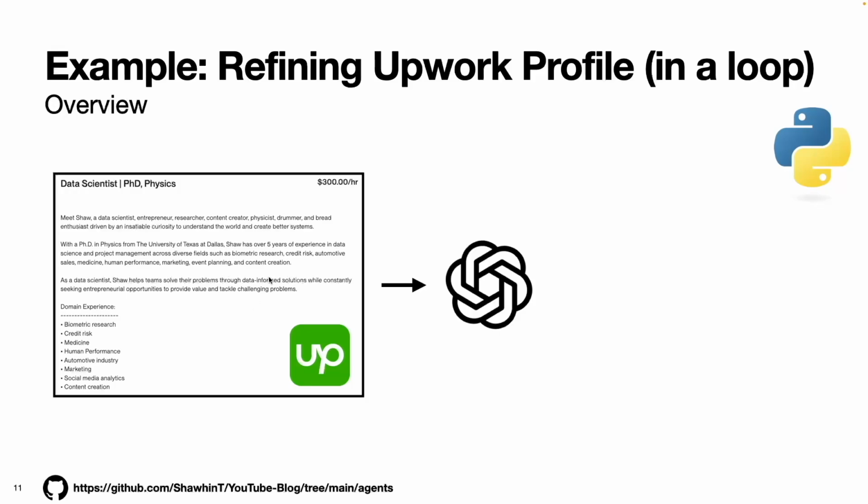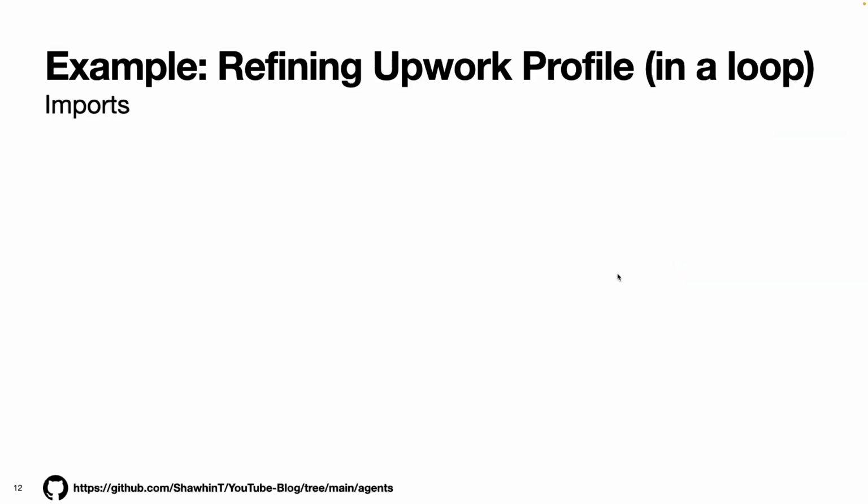The process will be like this. I'll take my profile, give it to GPT-4o, and then I'll run a suite of different tests, which we'll talk about later. And then based on these test results, we'll give GPT feedback and ask it to rewrite the profile. And then we'll just continue in this loop until all the tests are passed or we hit a maximum number of iterations.